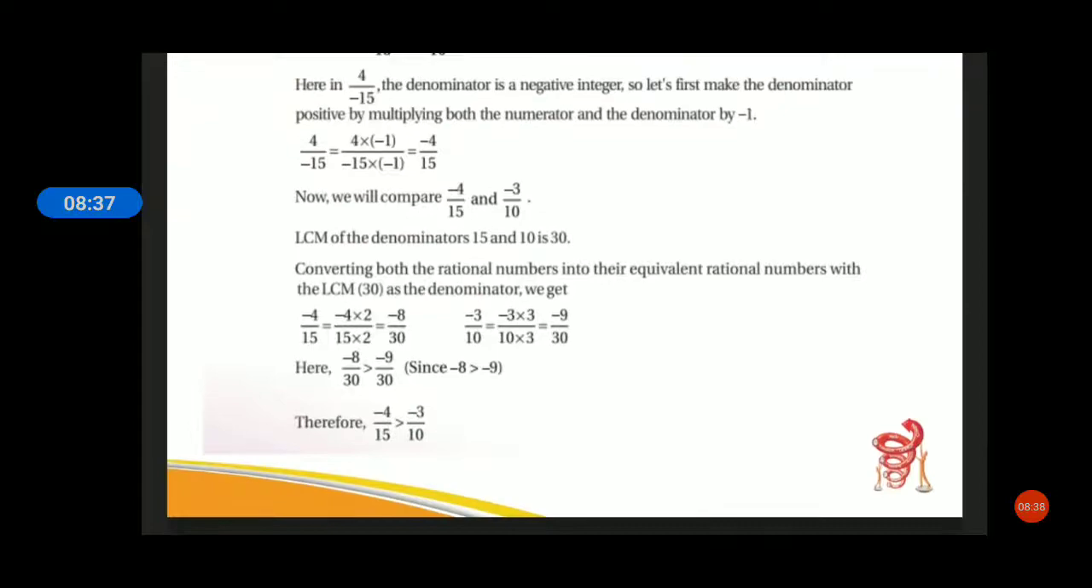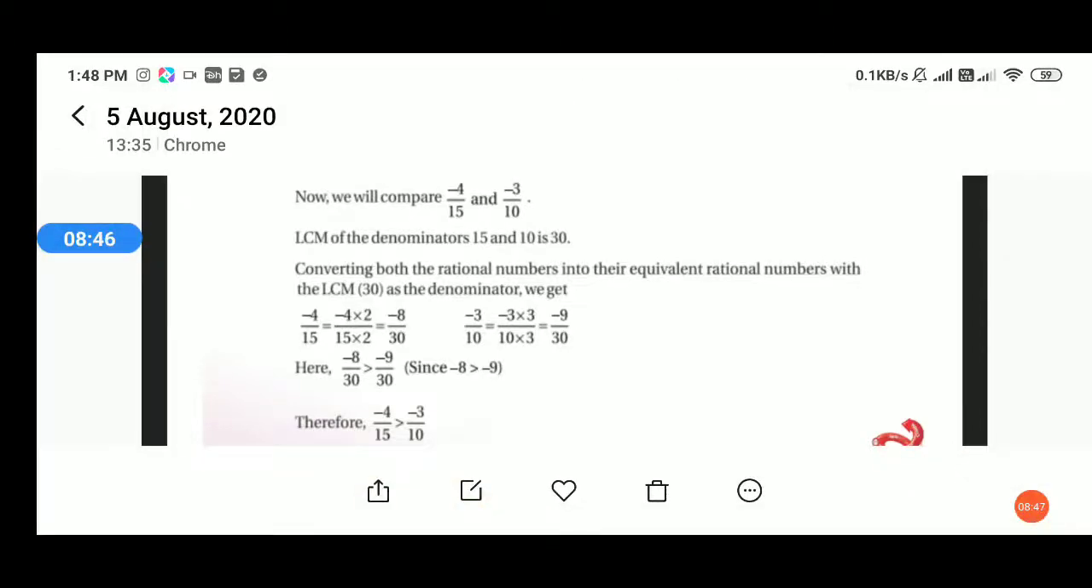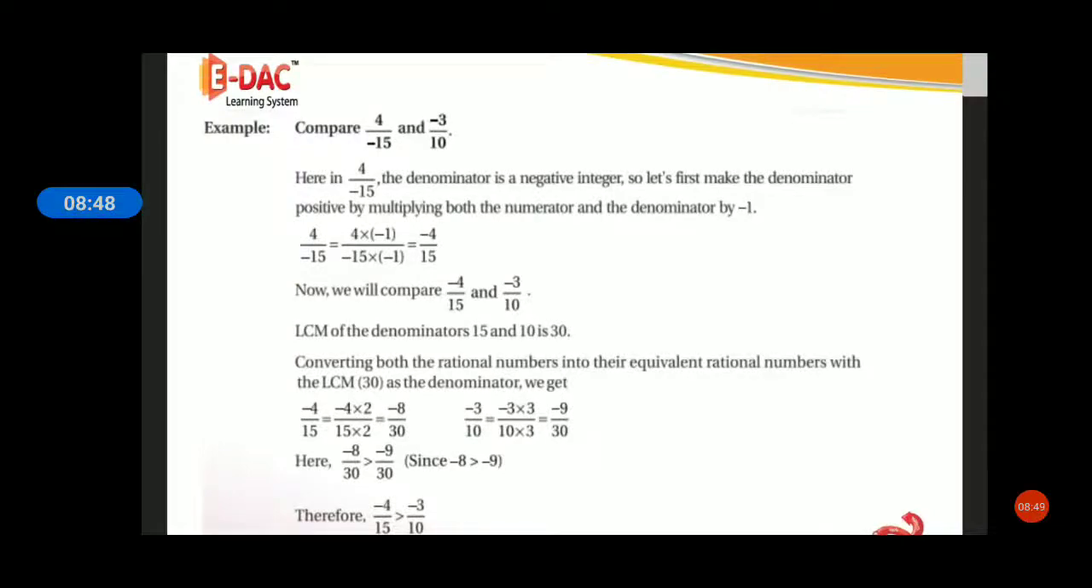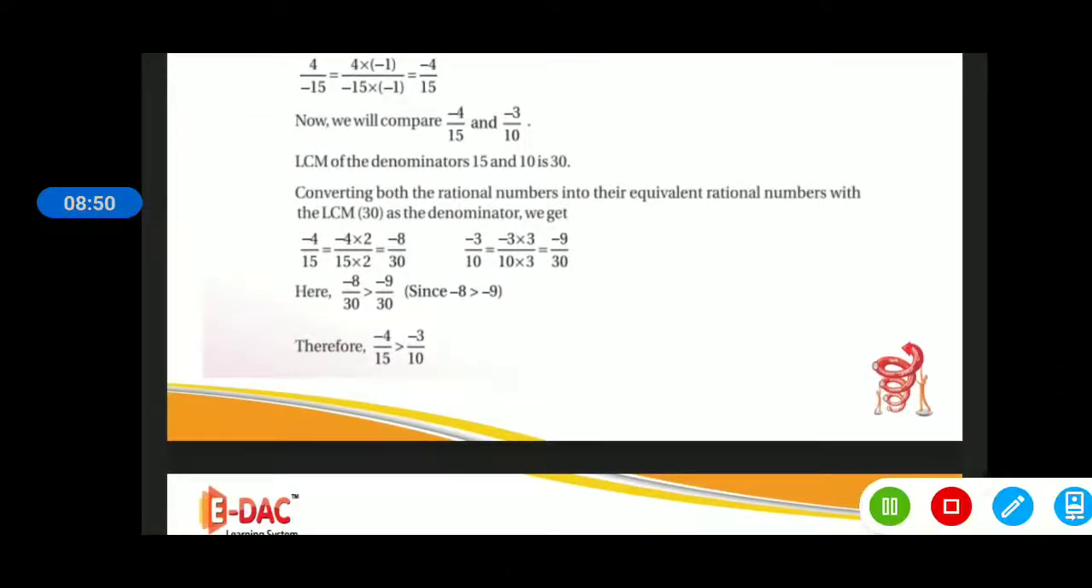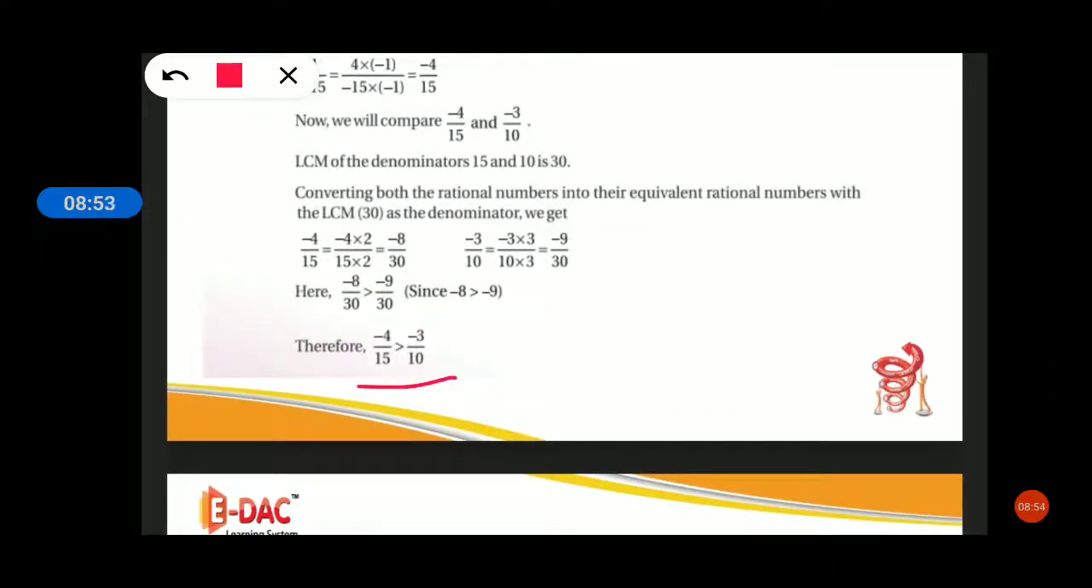Understood students? Since we have both negative numbers, the number which is nearer to 0 is the greater number. So minus 8 by 30 is greater. Minus 8 by 30, as we had converted it, its original number is 4 by minus 15. So see here, they have written with the original numbers. That's all students. You will see another example also.